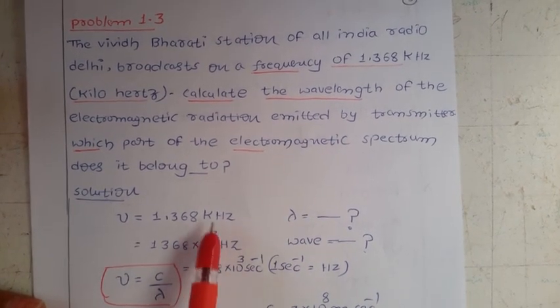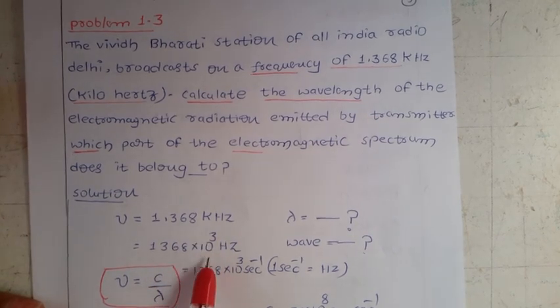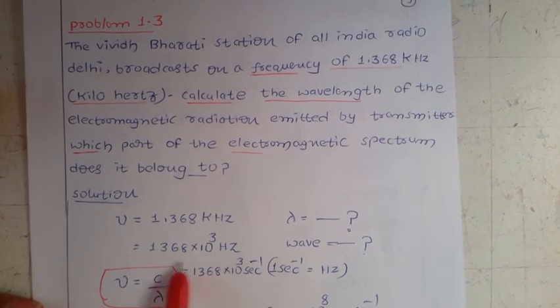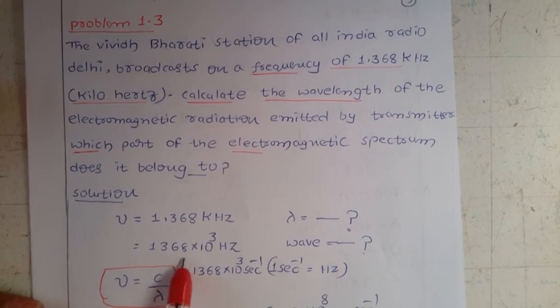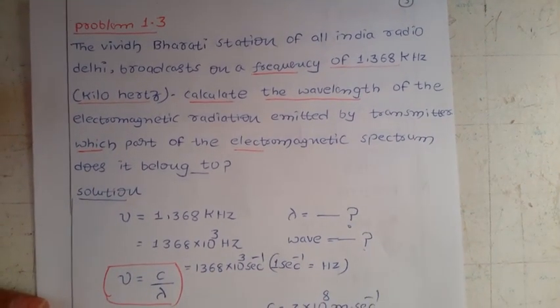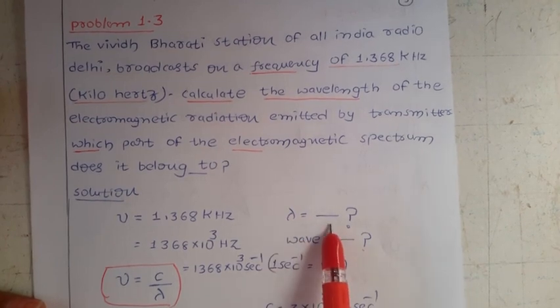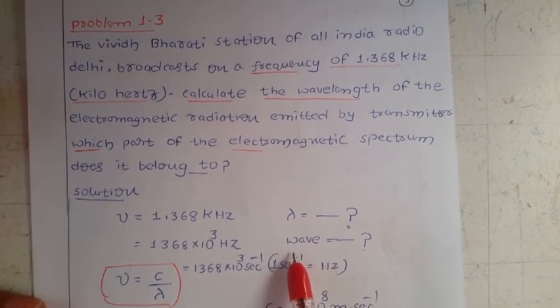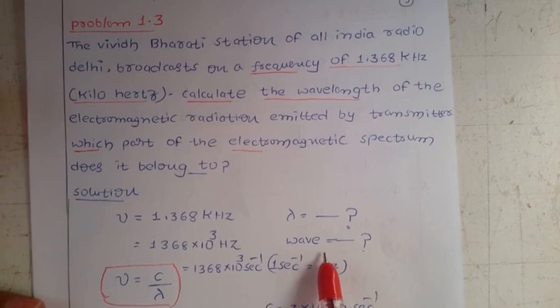So this kilo I am going to convert. You know very well, kilo means 10 to the power of 3. So 1368 into 10 to the power of 3 hertz. Okay. Now what is the question they ask? What is the lambda and which part of the electromagnetic spectrum it belongs to?